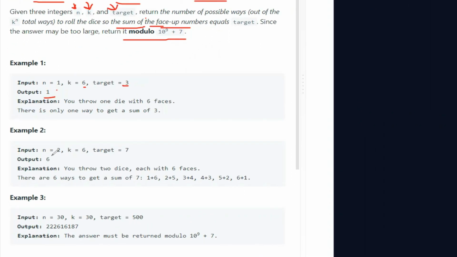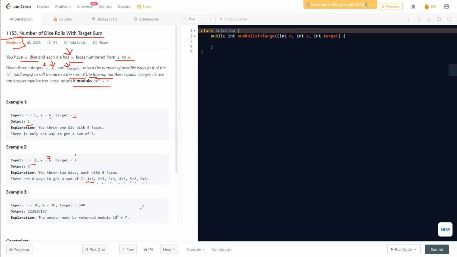In the other case, there are two dice, each with 6 faces, and you need to reach a target of 7. How can you do that? You can do that with 1 and 6. Then you have 2 and 5, then 3 and 4, and the reverse, 4 and 3, 5 and 2, and 6 and 1. So this is the kind of target we can reach.